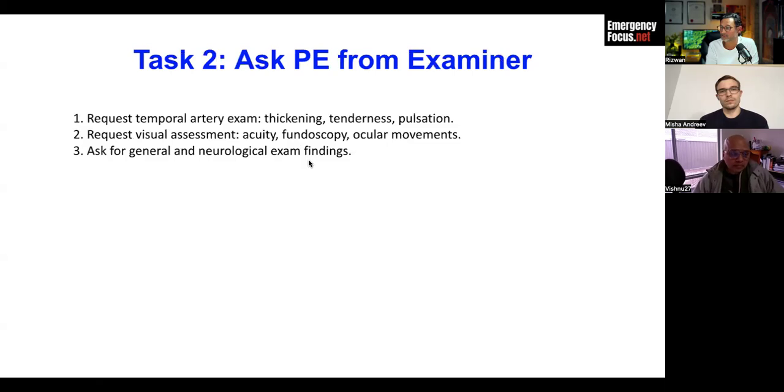Task two, obviously, is a scenario in which you'd be extracting the information from the examiner. So you'd be asking very specific information, because it would only be 30 seconds to about a minute. Like, is there thickness or tenderness or pulsations over the scalp, specifically in the temporal area? The examiner says yes. So you have to ask these questions to be replied to positively or negatively. And what about the visual assessment? They'll say, oh, vision is 6/24 in the right eye, or 6/18 in the right eye. What about the acuity? What about the fundoscopy and ocular movement? And they will respond appropriately.